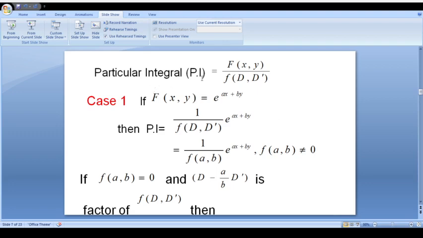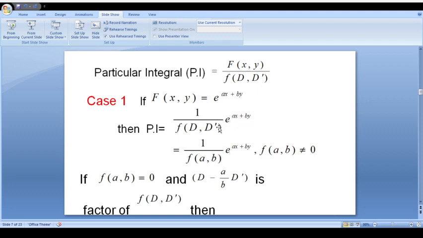Therefore, the particular integral is 1 divided by f(D, D') of f(x, y). Now in case 1, if f(x, y) is equal to e raised to ax plus by, in that case the particular integral is given by 1 divided by f(D, D') operated on e raised to ax plus by.